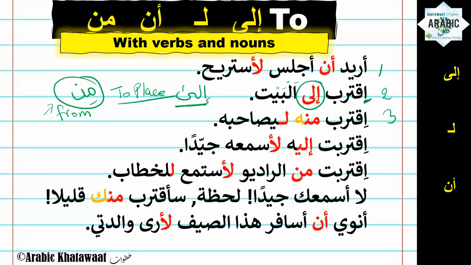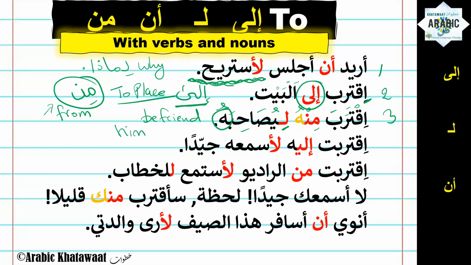The third example, اقترب منه. He got closer to him. منه. Why? See the exact similar example we used here answering why. لماذا? Why do you want to sit down? I want to sit down to rest. أريد أن أجلس لأستريح. In this example, why are you getting closer to the person? لي. There is a reason. ليصاحبه. To befriend him. To befriend, which is a verb. And the who here is him.